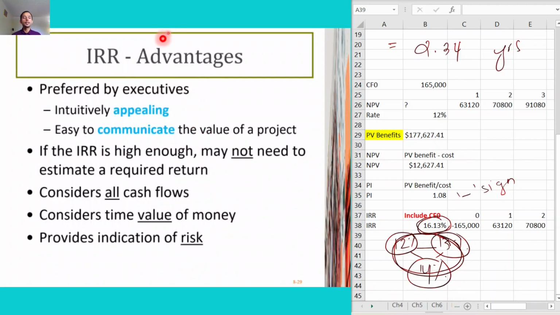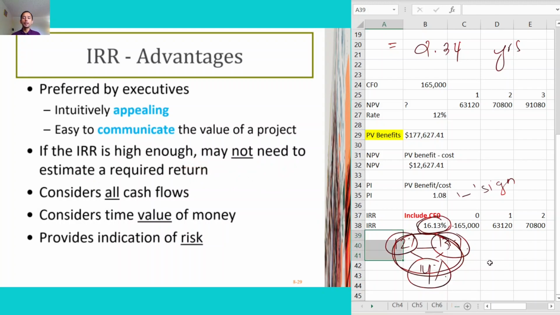So, IRR advantage: it is preferred by executives. Why? Because it is intuitively appealing. What is the internally generated rate of return from a project? It's also easy to communicate the value of a project. If the rate of return provided by the project is more than what you want, then it adds value to the firm, so accept the project. And if the IRR is less than the expected rate of return or the required rate of return, then reject. And if the IRR is high enough, you may not even need to estimate a required return.